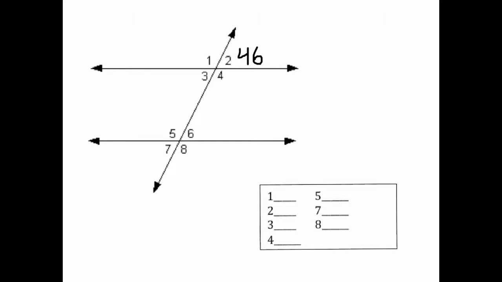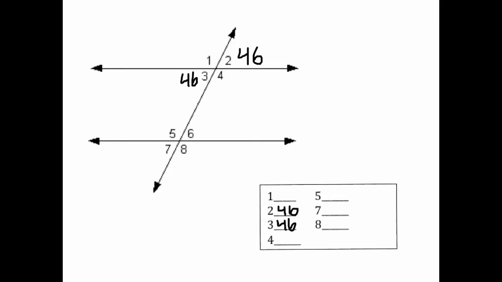So for this one, I'm already given that angle 2 is 46 degrees. So I'm going to go ahead and plug that in. Now, I know that angle 3 is vertical to angle 2, which means that it's going to have the exact same measure. So I can go ahead and fill that in on both spots on my little table. And make sure that you're filling them in as well.